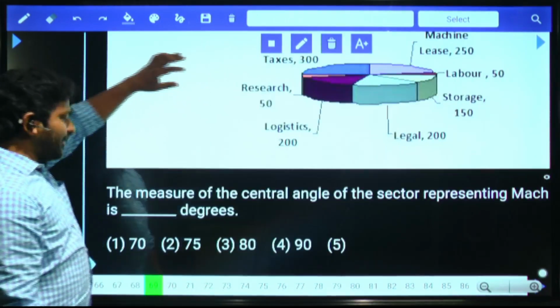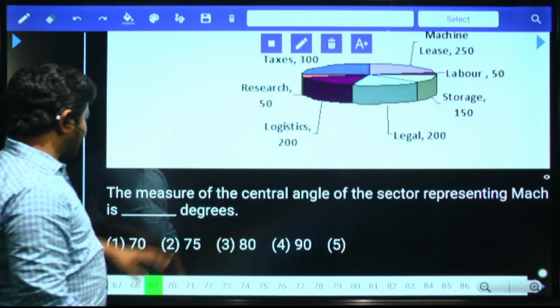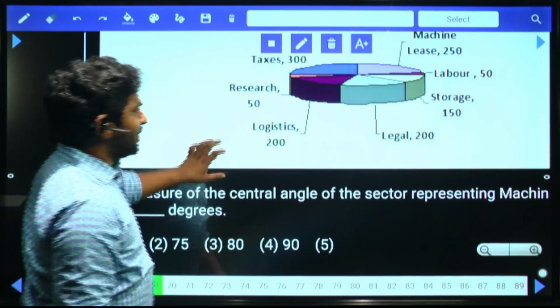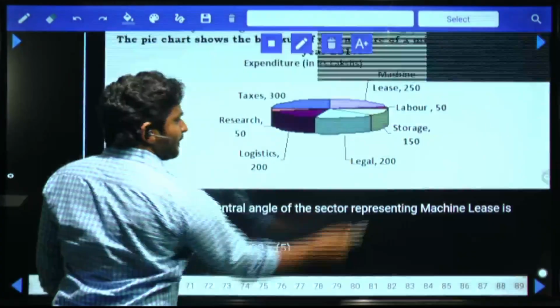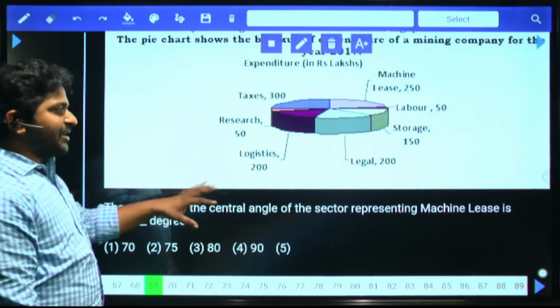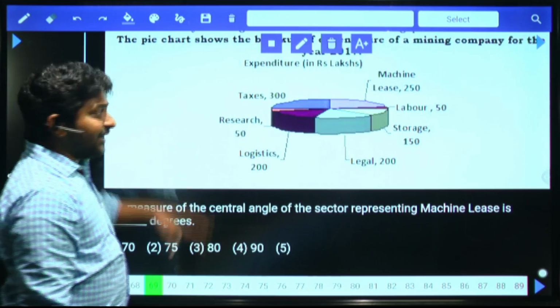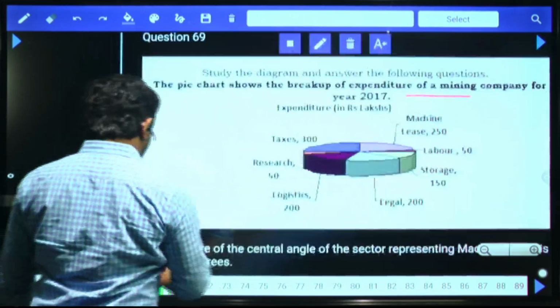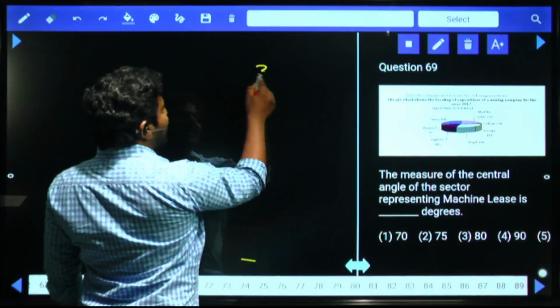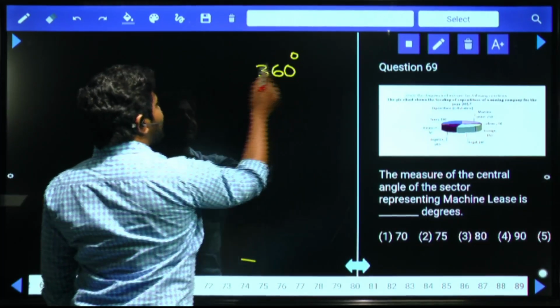అడిగినేంటి? సెక్టర్ రిప్రజెంటింగ్ మెషిన్. What is this? యా, మెషిన్ లీజ్. మెషిన్ లీజ్ కి రెస్పెక్ట్ సెంట్రల్ యాంగిల్ అడుగుతున్నారు. మెషిన్ లీజ్ ఎన్ని లాక్స్ ఉంది? 250 lakhs. ఓకే, now total central angle is equal to 360 degrees.